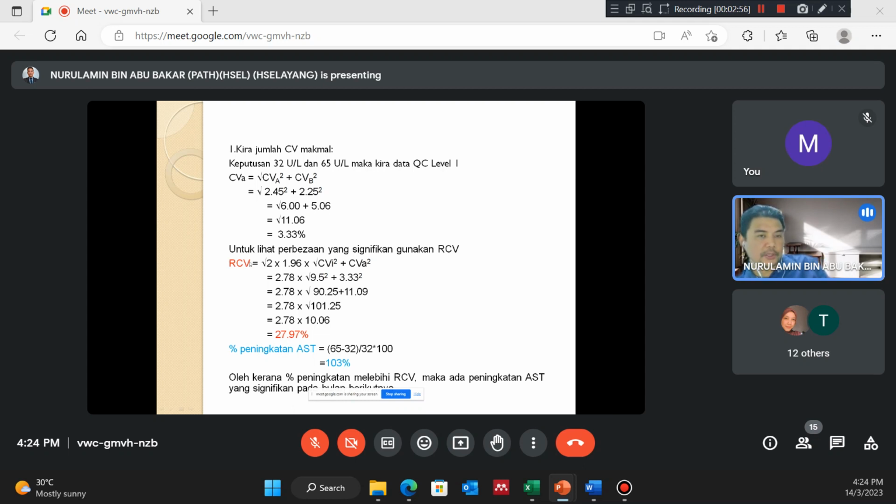Then we use the standard formula of RCV. Okay, square root 2 darab Z 1.96. Okay? Of course the magic number always 2.78 times our square root of CVI dengan CVA lah. And then we have the value of RCV is about 28%. And of course in our perbezaan tadi almost 100% kan, saya cakap kan. So for me obviously memang significant difference lah, because the RCV only allows us with 28% of difference.